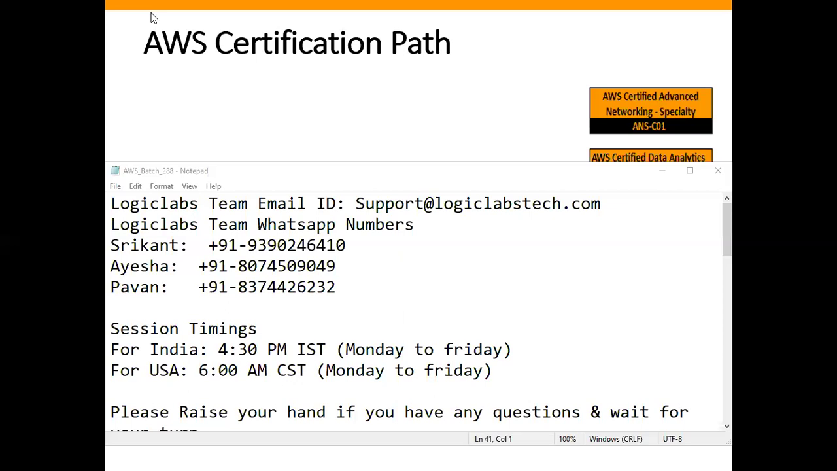Okay, those people who have raised their hand, guys, you don't need to lower your hands. Let's just start with some of the introduction part with AWS. Then I'll come back to you. Don't lower your hand. I'll come to you just after discussing some of the AWS part.